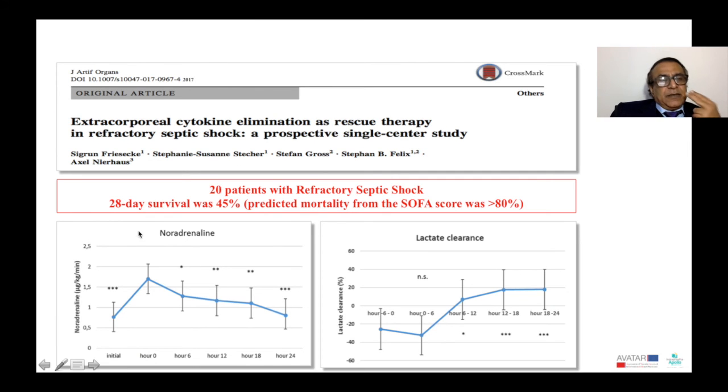Now, this is another trial, also published in 2017 in the Journal of Artificial Organs by Sigrun, which included 20 patients with refractory septic shock. The 28-day survival was 45%, while the predicted SOFA score mortality was 80% in this population.